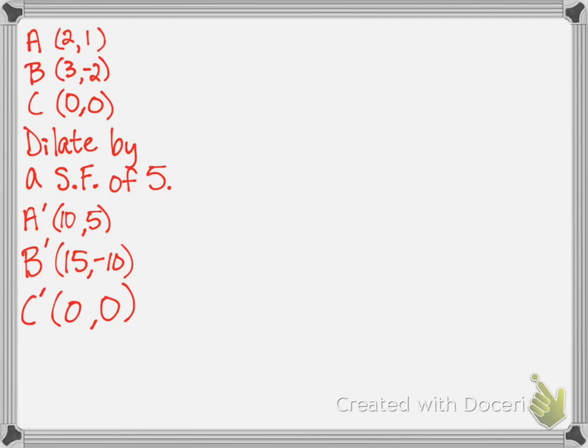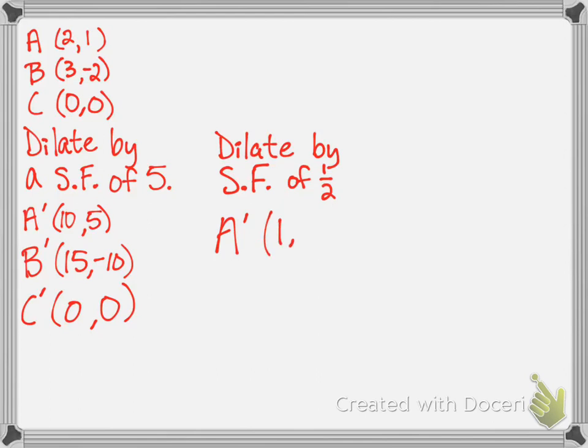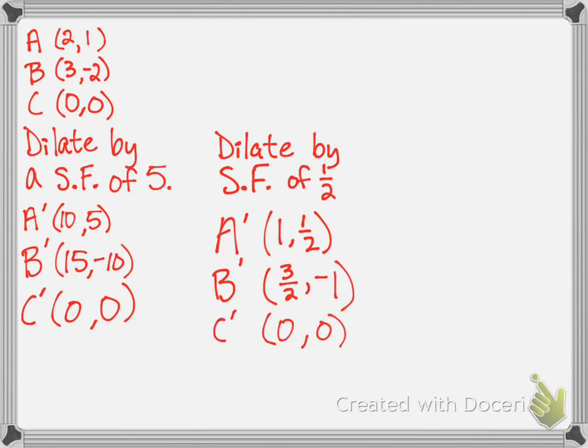Now, there are also some dilations where you do reduce it. So if we were to dilate by a scale factor of 1/2, multiplying by 1/2 is the same as doing what? Dividing by 2. So if that were our directions, then A prime would be at 1, 1/2. B prime would be at 1.5 or 3/2, -1. C prime would still be at 0, 0.